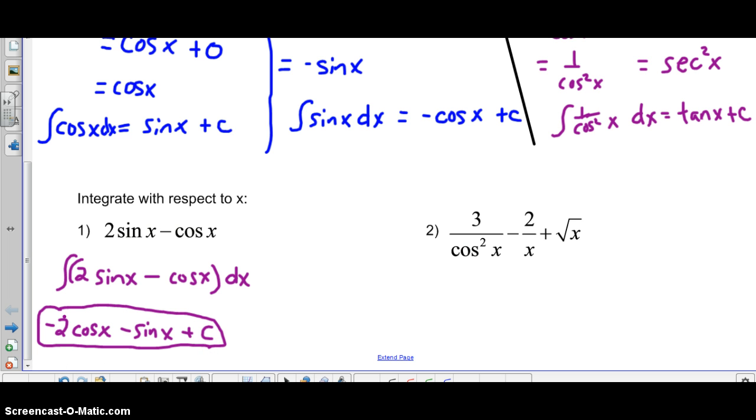Okay, so problem number 2, same directions, we integrate with respect to x, and our problem this time is 3 over cosine squared of x minus 2 over x plus the square root of x. So first I'm going to write it with my integral.